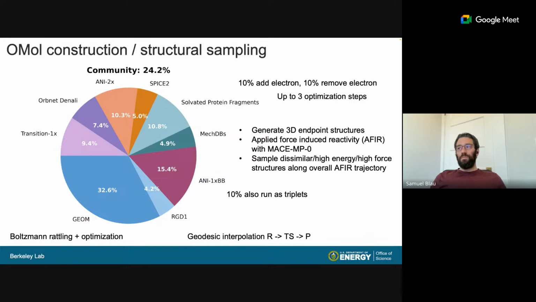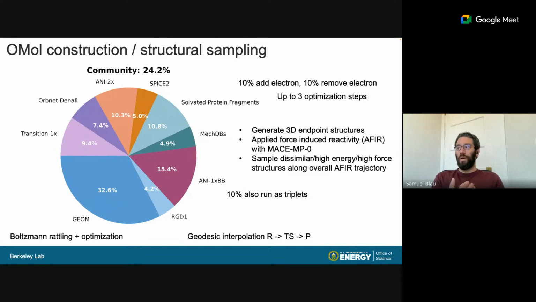Finally, there are these MechDBs, mechanistic databases from a couple of groups at UC Irvine, where they have elementary reaction steps that are both radical reactions and polar reactions. And here we built a pipeline that we reuse over and over in a few other places in the data set. Again, this is about generating reactive snapshots. So we know the endpoints of the reaction, we know the reactants and the products. But these are all just graphically defined. We don't have any 3D structures. So we generate 3D endpoint structures using the Schrodinger suite.